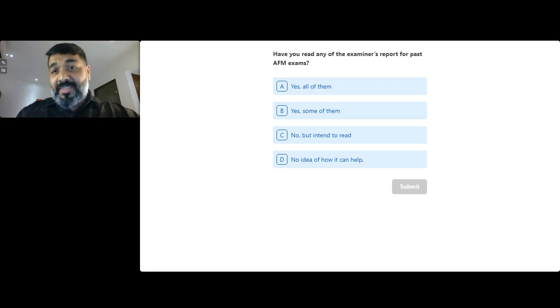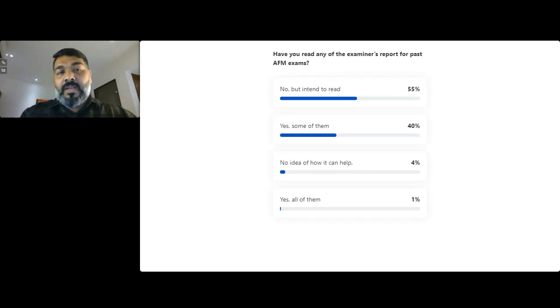This is not a very difficult question, a very easy one. Let's have a look at how the candidates have responded to this. We can see that there are many students. Roughly 40% of the students have at least read some of them, but a huge majority, 55%, intend to read but have not read any technical articles so far.